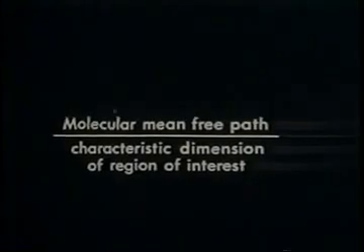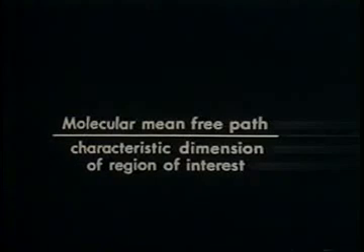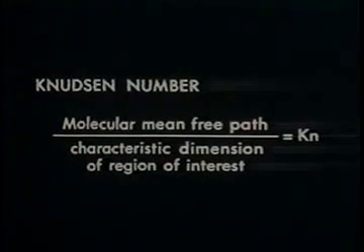Actually, the kind of flow we find depends not just on the mean free path, but on the ratio of the mean free path to a characteristic dimension of the region of interest. In this case, the length of the beam chamber. This important dimensionless parameter is called the Knudsen number. This flow, with Knudsen equal 1, is right in the middle of the transition from this extreme to this.